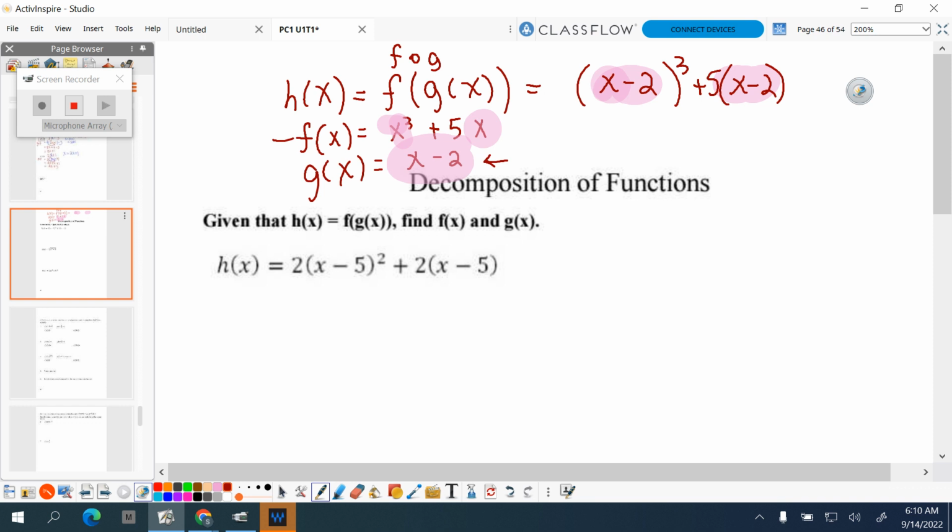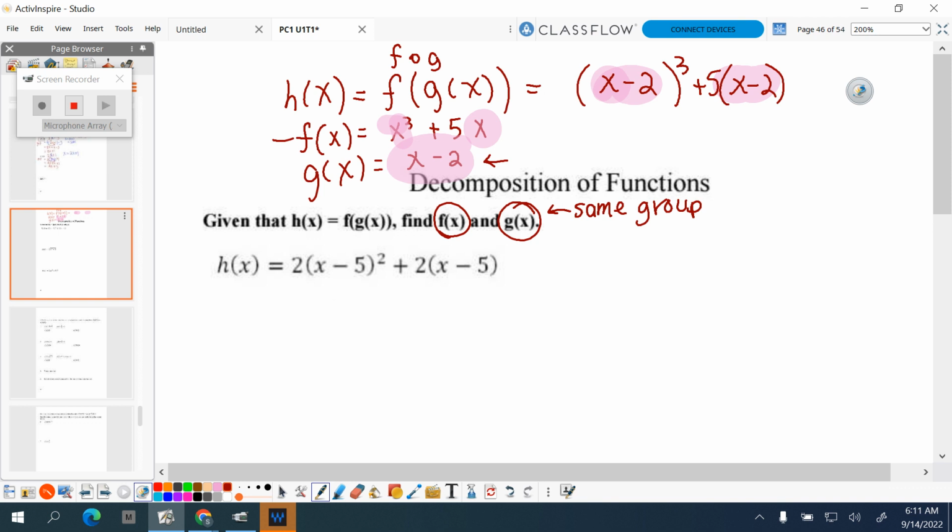So let's look at this problem here. We're decomposing, so we're pulling things out. We've put them together, and now we're pulling it out. We want to find f of x and g of x in this new function h of x. So I'm looking for the same group. Is there a same group for each term?